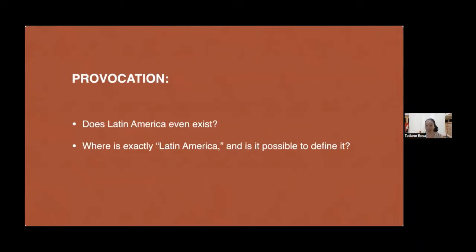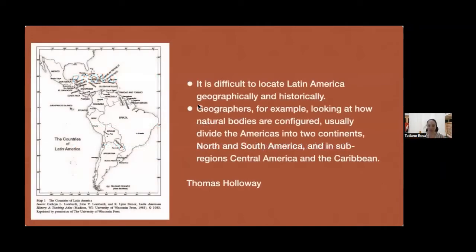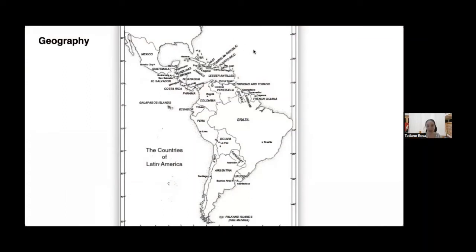So if we start looking at how the geography is organized, we already see that we have all this territory here. Can you see my mouse cursor here? Yes, we can. So we have North America, but then we start all this area here, which is considered Latin America. But it's huge, right? How can we really use this term to create a meaningful category? If we start thinking about geography, we divide America into continents, North and South America, and then subregions: Central America and the Caribbean.